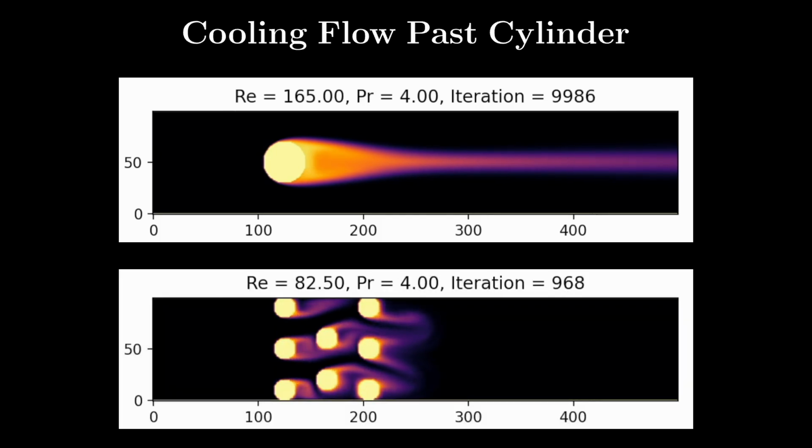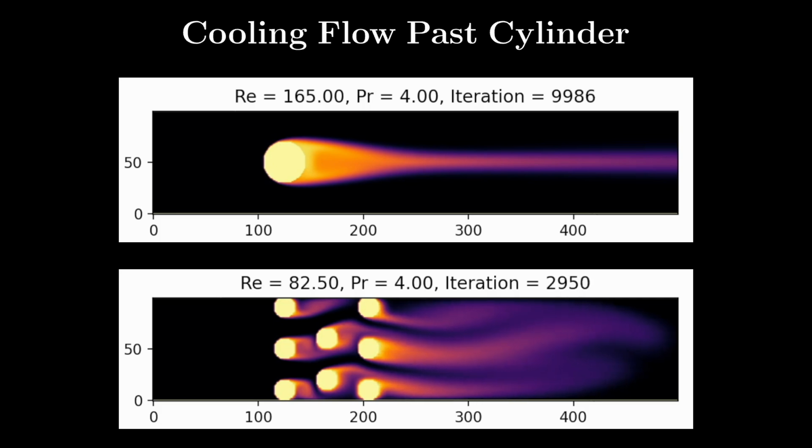However, when we introduce multiple cylinders, the physics becomes much more complex. The wakes are forced to bend and weave around each other, creating an interference pattern that changes how heat is stripped away from the surfaces.